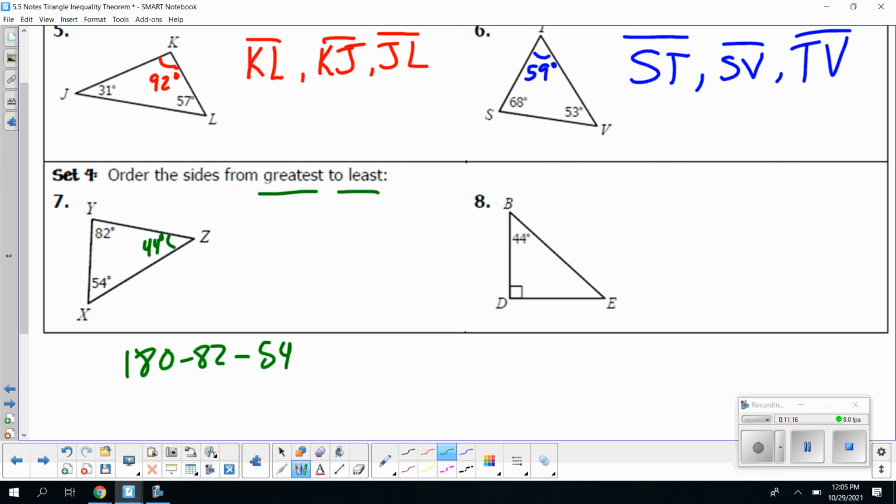Okay, so now we can go from the greatest. The largest angle is 82, so the side opposite that is XZ. That's going to be our largest side. The middle one is angle measurement 54, so the side opposite that is YZ. And the smallest angle is 44 degrees, and the side opposite that is YX.